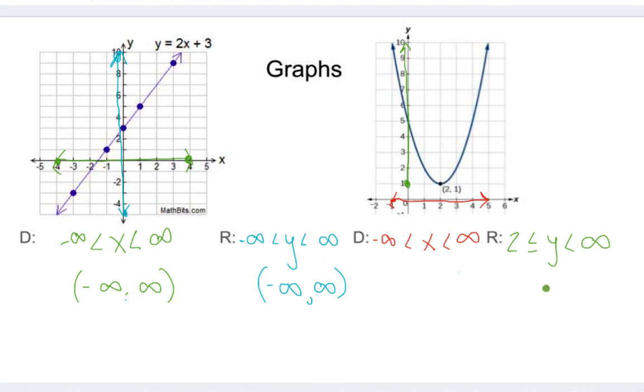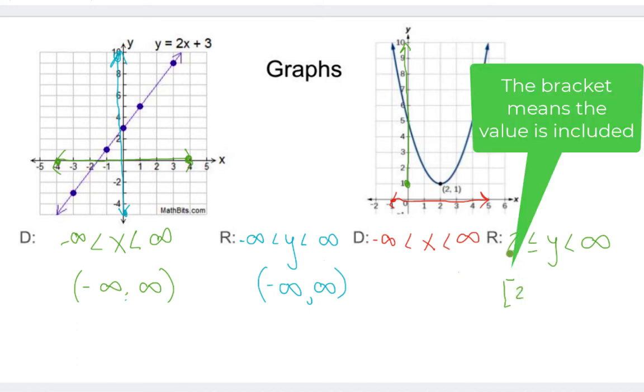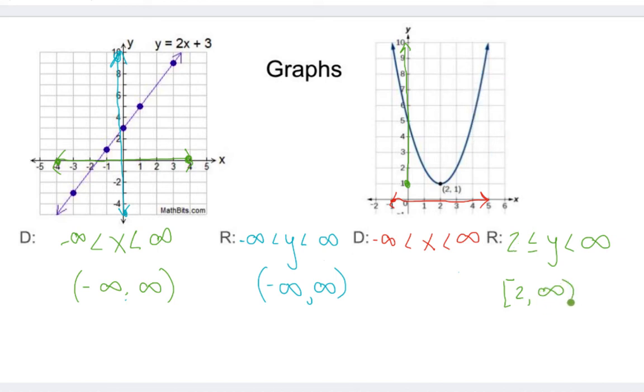So when we write this in interval notation, it's a bracket because that tells you that it includes the number 2. It's a comma, goes up to infinity. And this is a parenthesis because it does not include infinity.